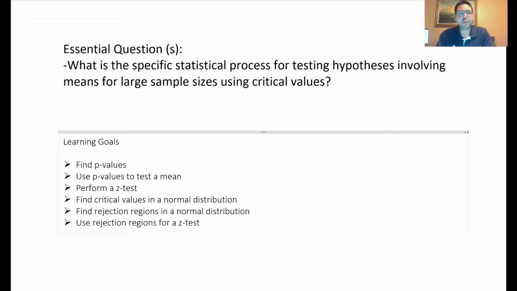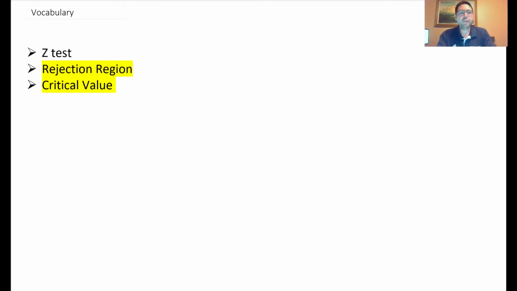So remember that the learning goals were the same as was repeated earlier, but now we're focusing on the last four. So performing a z-test like we did before, finding critical values, finding rejection regions, and using rejection regions for the z-test. So we're covering the last half of those goals. So the vocab, again, we're going to be talking about rejection regions and critical value.